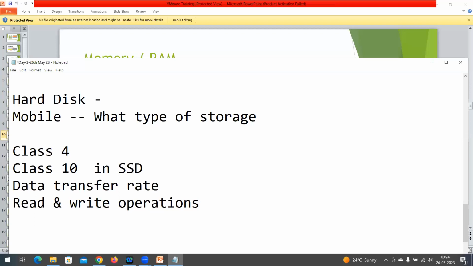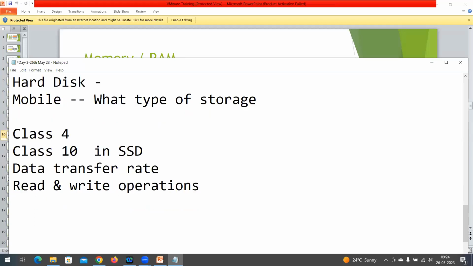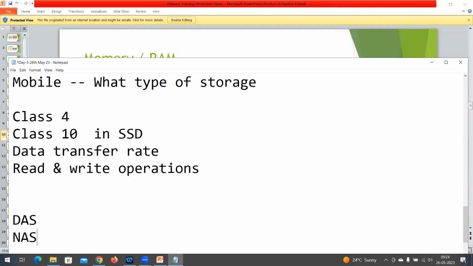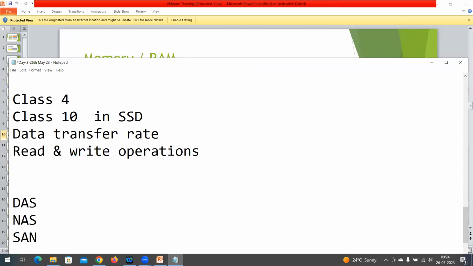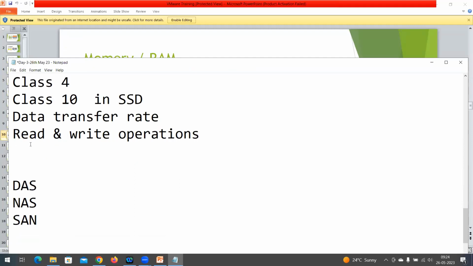Okay, so server storage comes in three forms. What is that? DAS, NAS, SAN. Can anyone tell, what is DAS? What is NAS? What is SAN?